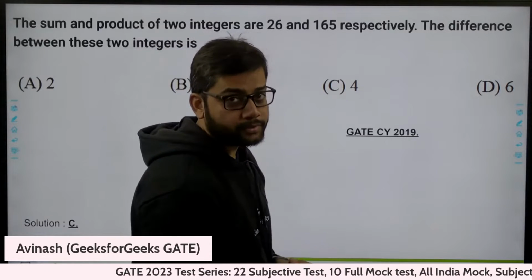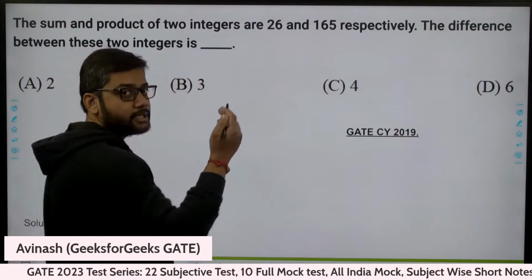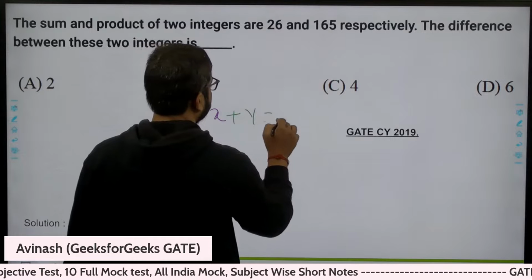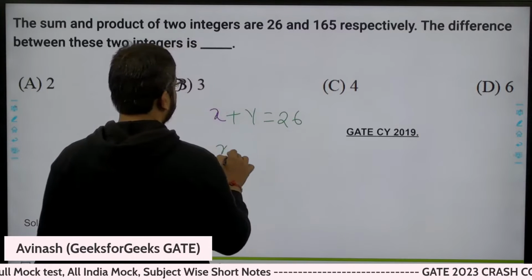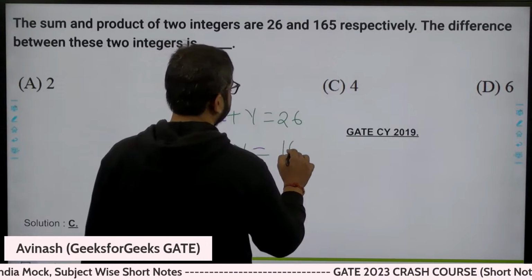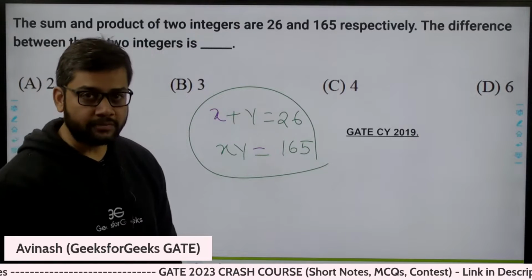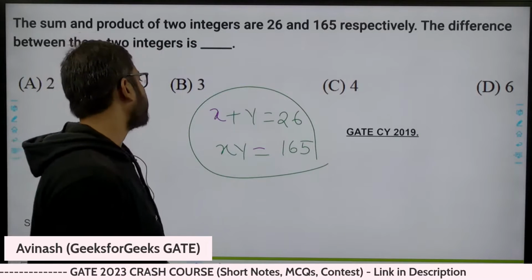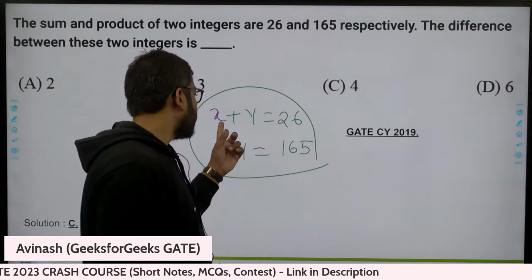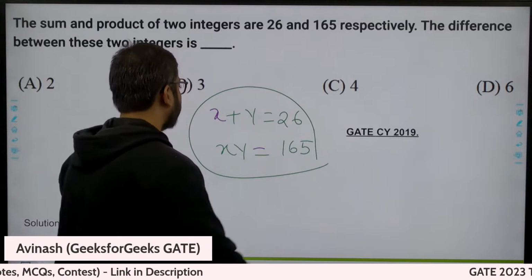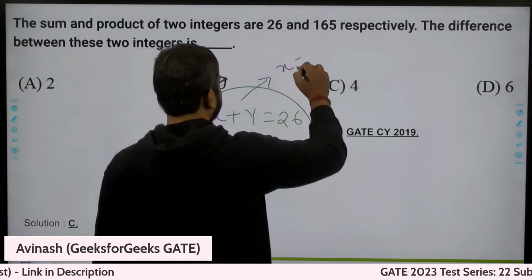Again, just make the two equations. Suppose the integers are x and y. So the sum: x plus y is equal to 26, and x into y is equal to 165. We have two equations and two unknowns. Can we solve this? Yes. How? See this. From here, x is equal to 26 minus y.